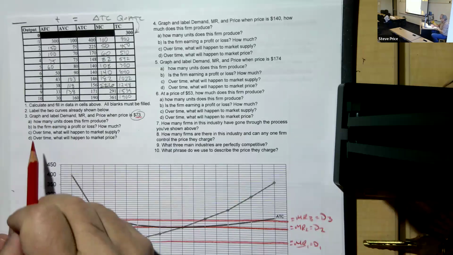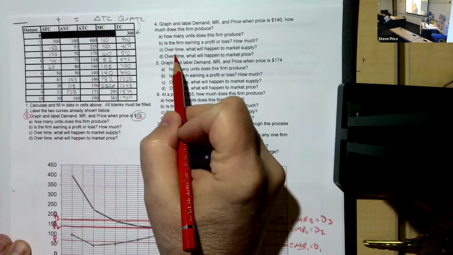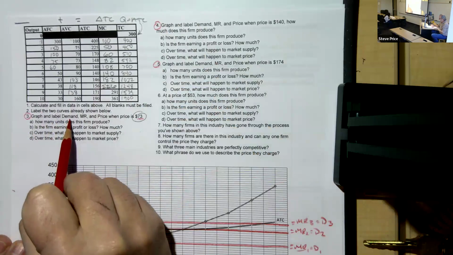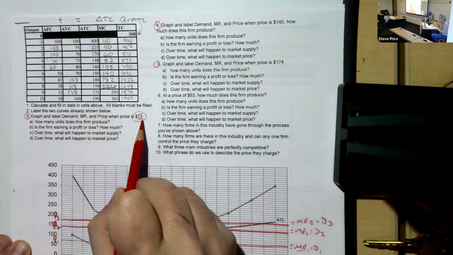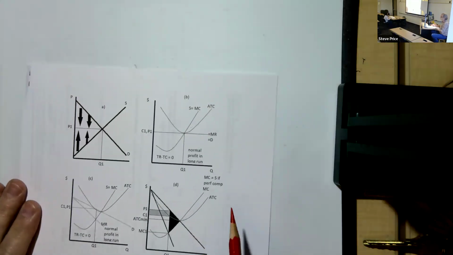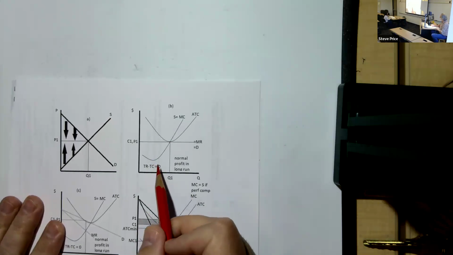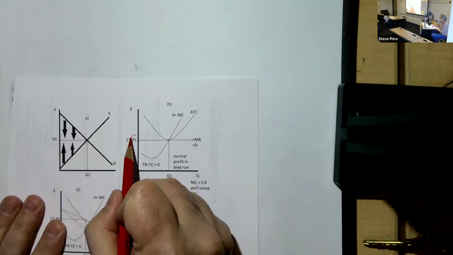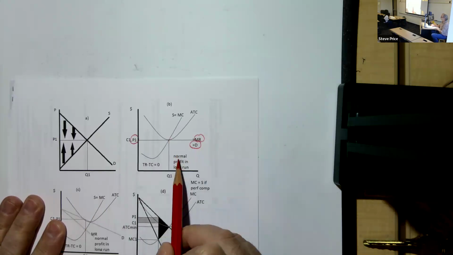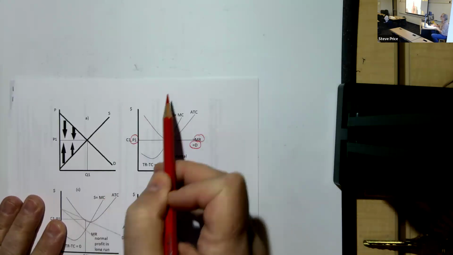So note, as I said, notice on 3, 4, and 5, it says graph and label demand, marginal revenue, price, when the price is 73. And if you get stuck at this point, remember there are things that help you on the test. So notice right here on the test, you'll have this. You'll see price, marginal revenue, demand, right? And what does this represent right here?